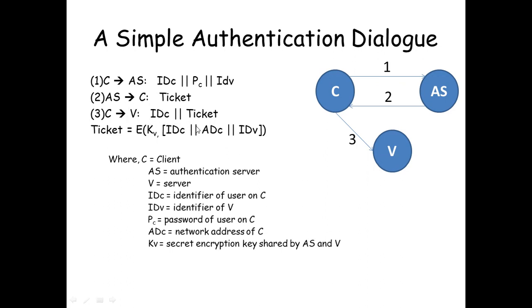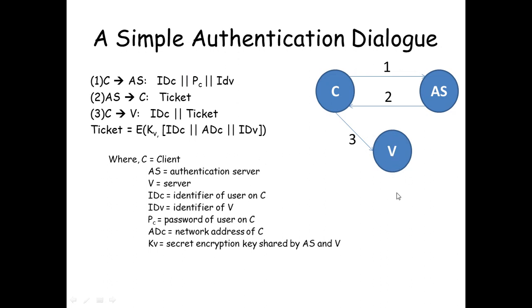along with the ticket. Now, the server, once it receives this request, will decrypt the ticket and verify whether the identifier on the ticket and the identifier sent by the client are the same. If they are the same, the client is authenticated and is allowed to use the services provided by the server. The problem with this kind of simple authentication dialogue is that the password is shared in plain text, which can be taken by an opponent and used for using the services.